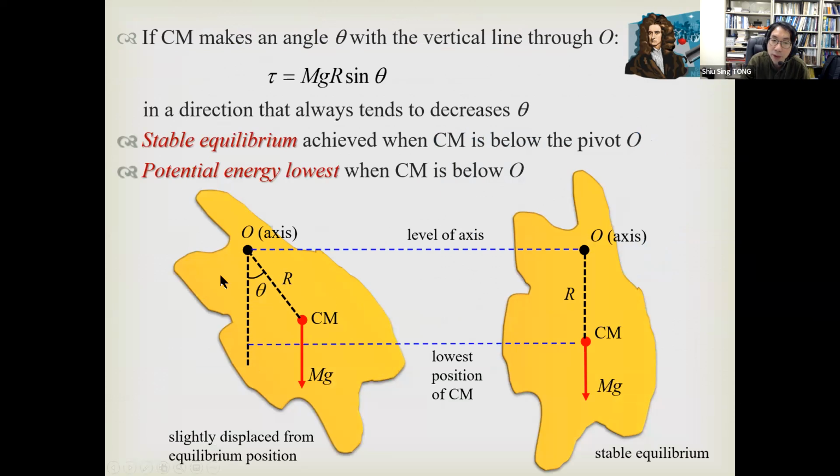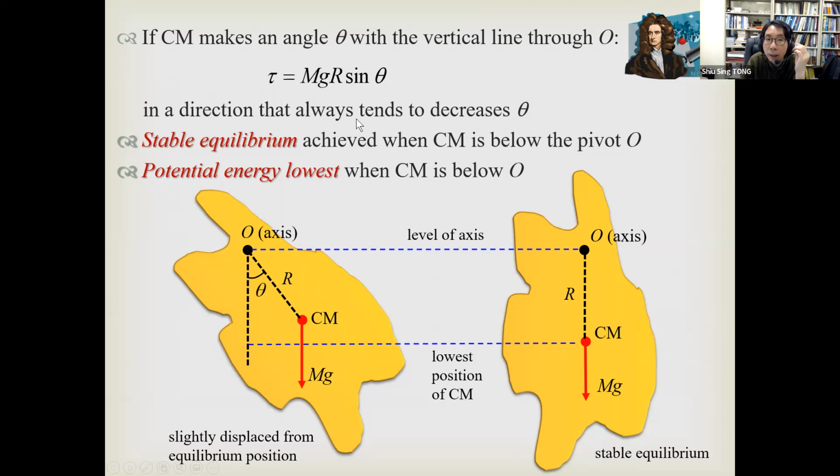Now, consider a lamina like this, which is pinned about the axis O on the wall, so that the lamina can rotate freely, swinging about the axis O. Suppose the center of mass is at this position, which is not vertically below the axis, so there's an angle. If you draw a line from the axis to the center of mass, it makes an angle theta with the vertical, and so the center of mass will produce a torque about the axis O. The torque is given by the weight of the body, mg, multiplied by the perpendicular distance, which is r sine theta. So mg r sine theta gives you the torque. The r sine theta is the perpendicular distance of the center of mass from this line.